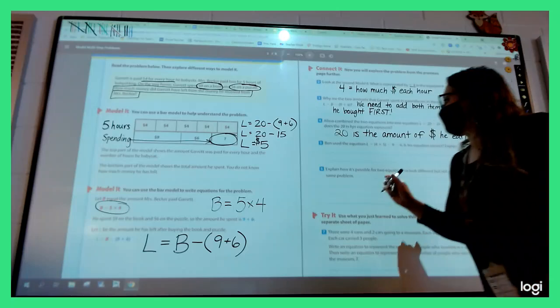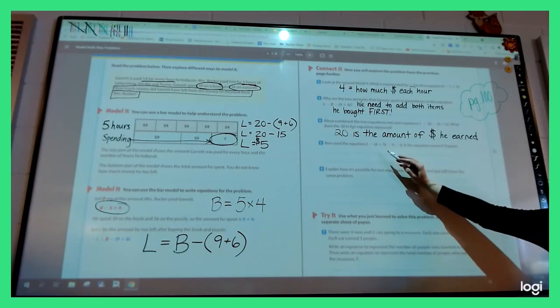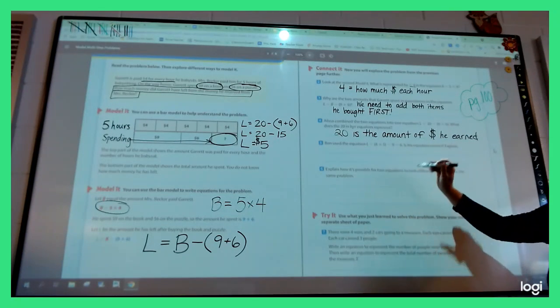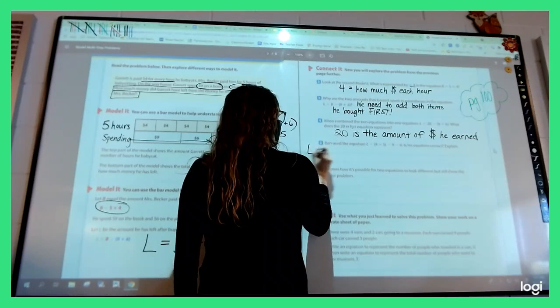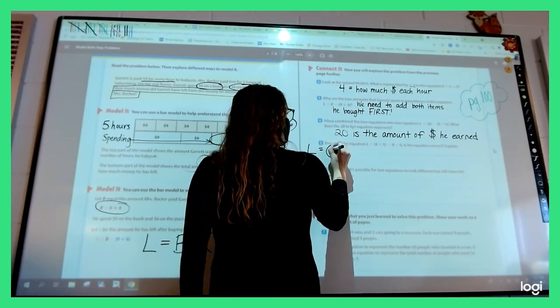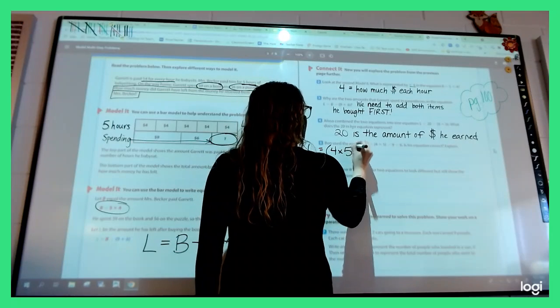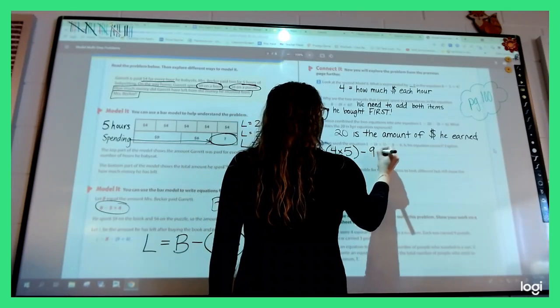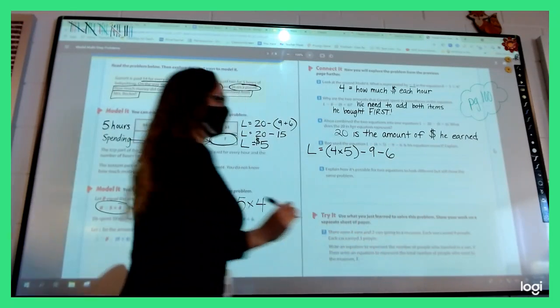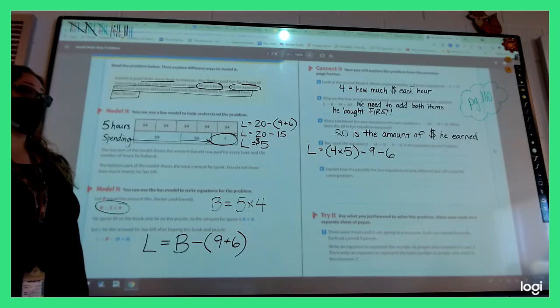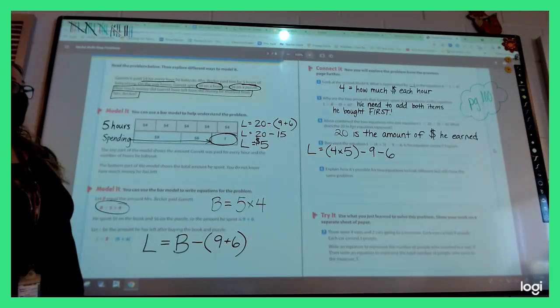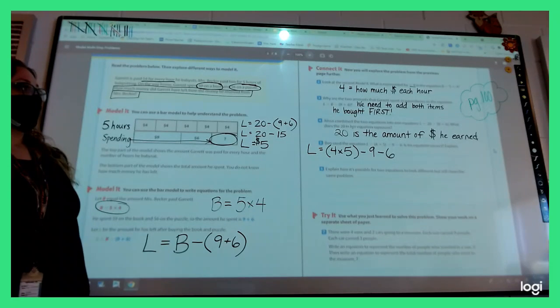All right. Now this guy, Ben, he used a different equation. His equation, let me write it larger. You don't have to write this, just so people at home can see it. L equals 4 times 5 minus 9 minus 6. Now they want to know if that equation's going to work. So I want everyone to look at it. You have to use your eyes to look at it, either in your book or up here. Would Ben's equation work?